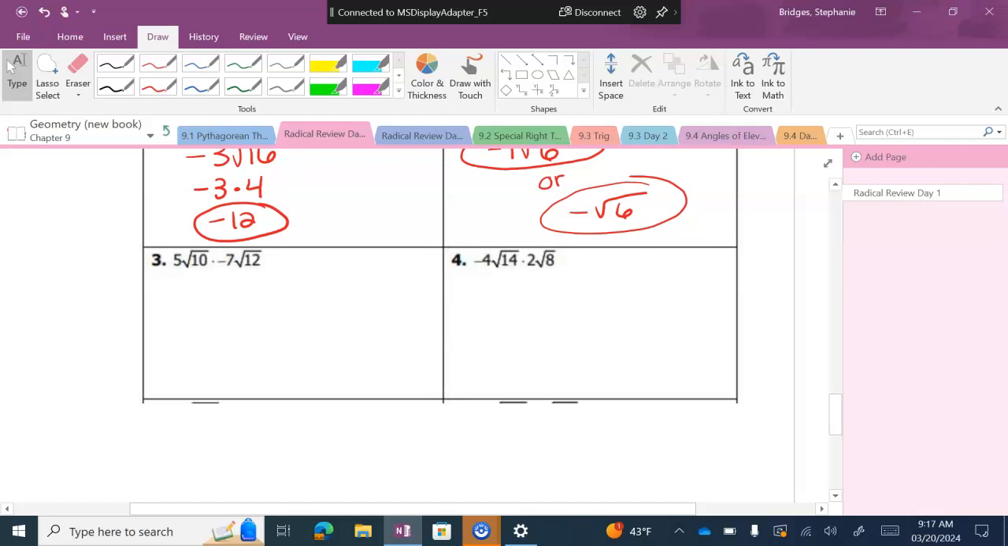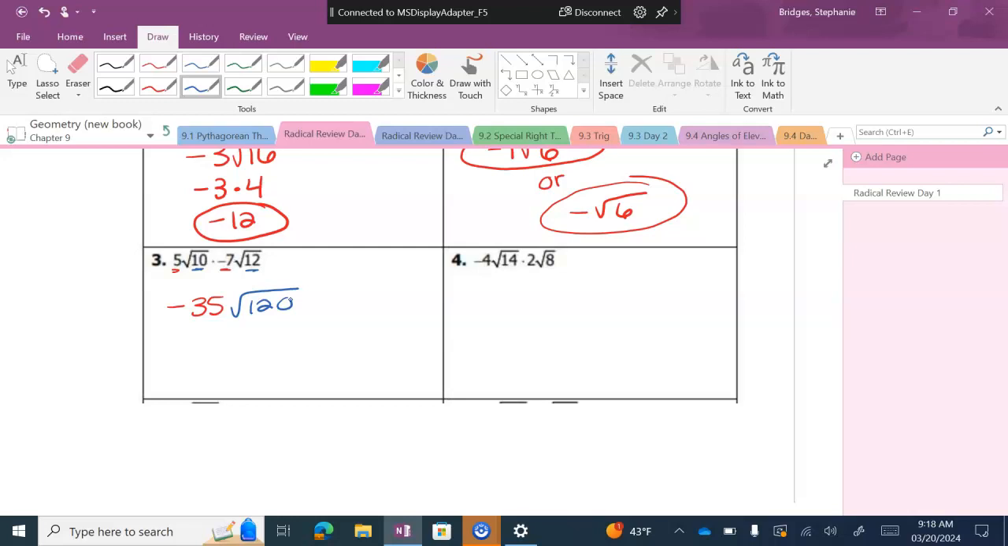What are the two numbers outside? 5 and, what's it outside of the 12? 5 and negative 7. If I multiply those two, I get negative 35. Okay, then we're going to multiply the numbers inside. What's 10 times 12? 120. Is 120 on my perfect square list?